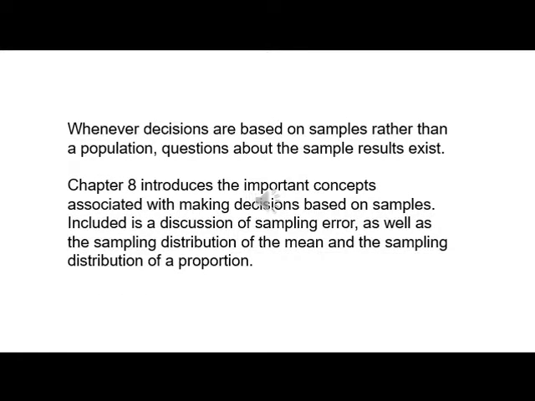Whenever decisions are based on samples rather than a population, questions about the sample results exist. Chapter 8 introduces the important concepts associated with making decisions based on samples. Included is a discussion of sampling error, as well as the sampling distribution of the mean and the sampling distribution of a proportion.